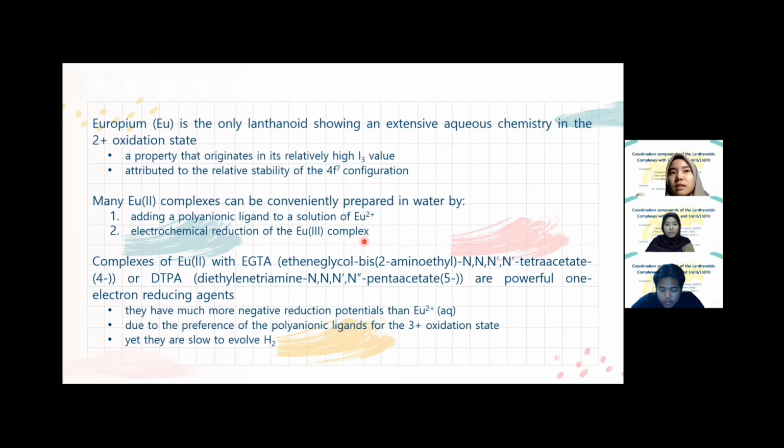Eu3+ complex. The complexes of Eu2+ with EGTA or DTPA are powerful one-electron reducing agents. The reason for this is that they have much more negative reduction potentials than Eu2+, due to the preference of the polyanionic ligands for the 3+ oxidation state. And yet they are slow to evolve H2.